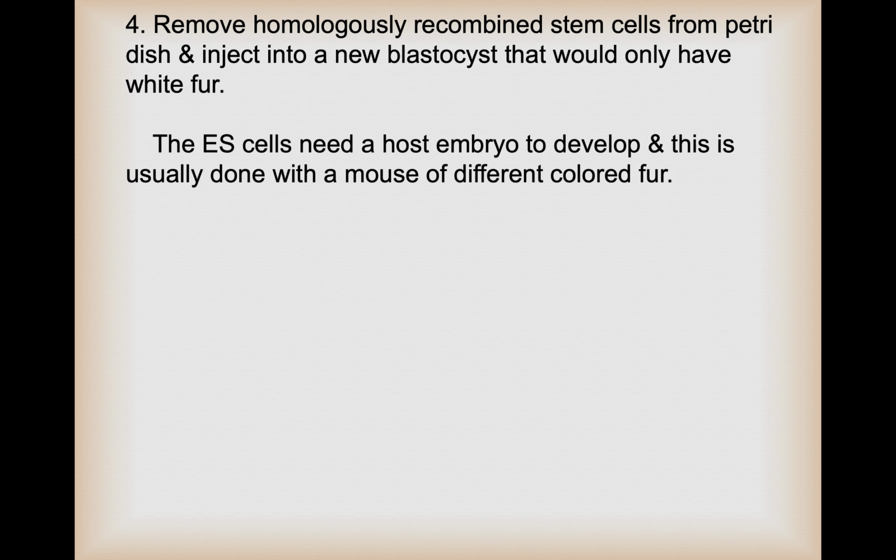Now, the fourth step is to remove the homologous recombinant stem cells from the petri dish and inject them into another blastocyst that would have come from white fur mice. So you use a different color. This is very functional later on, as you will see. So embryonic stem cells again need a host embryo to develop, and this is usually done with a mouse of a different colored fur.